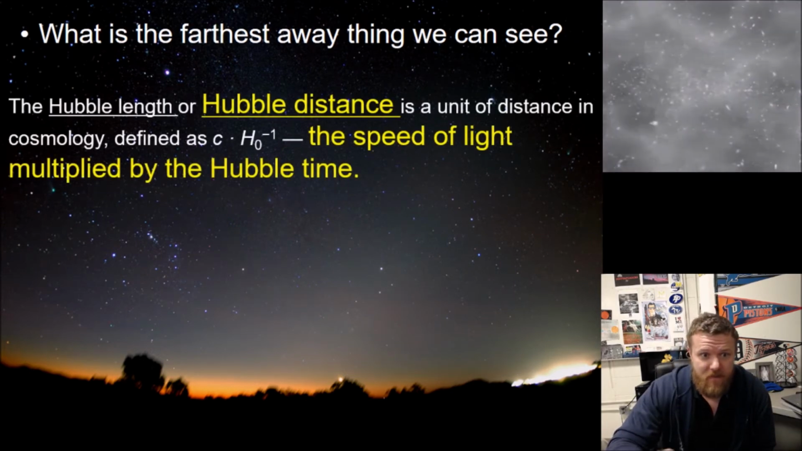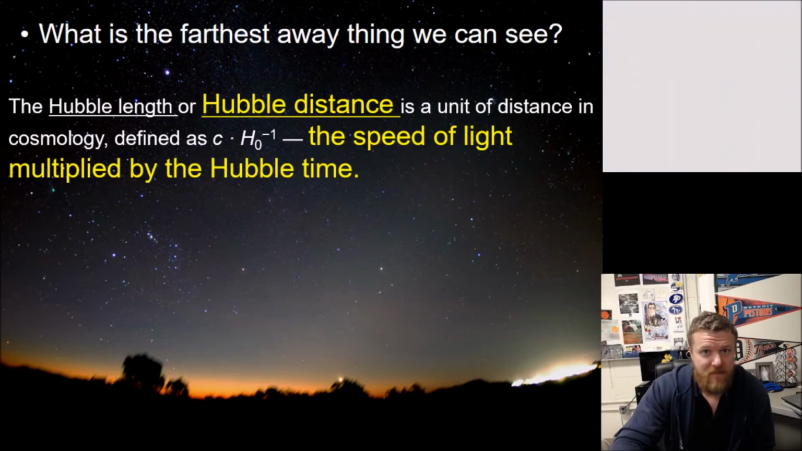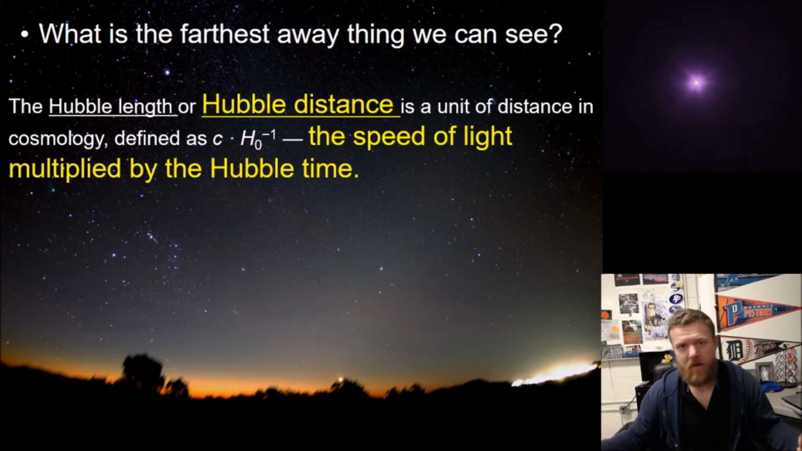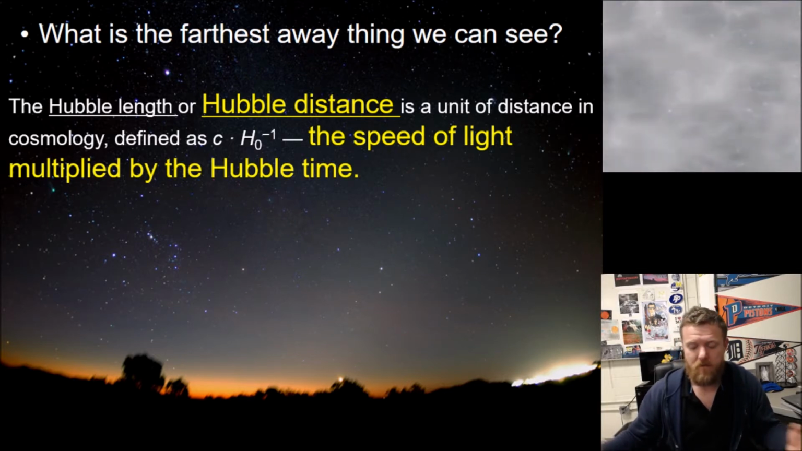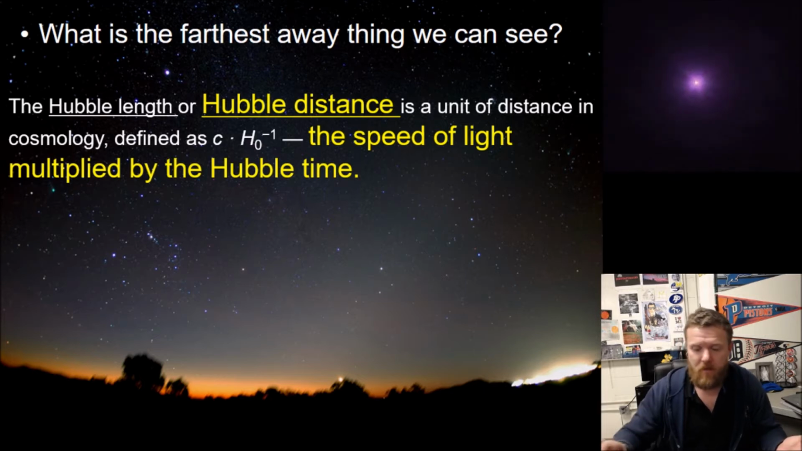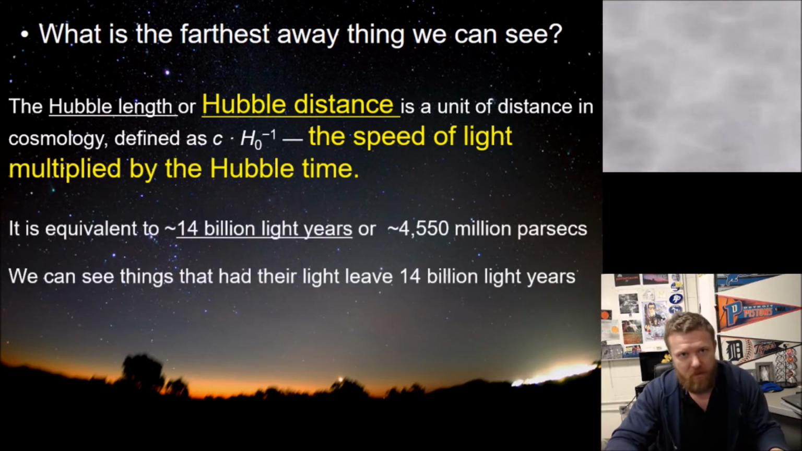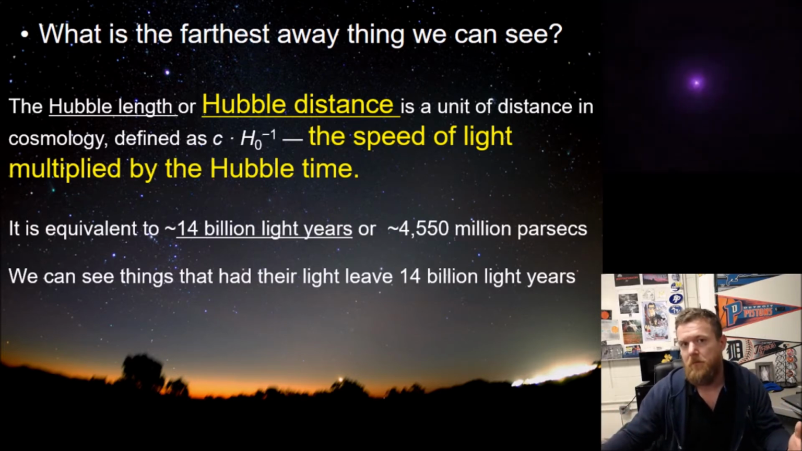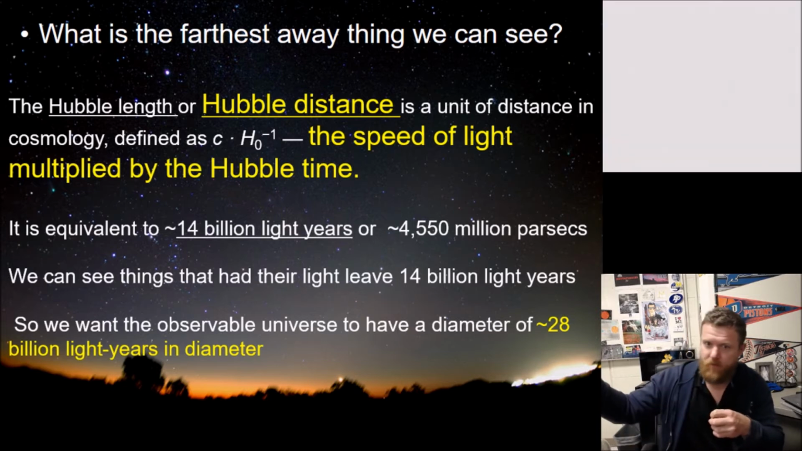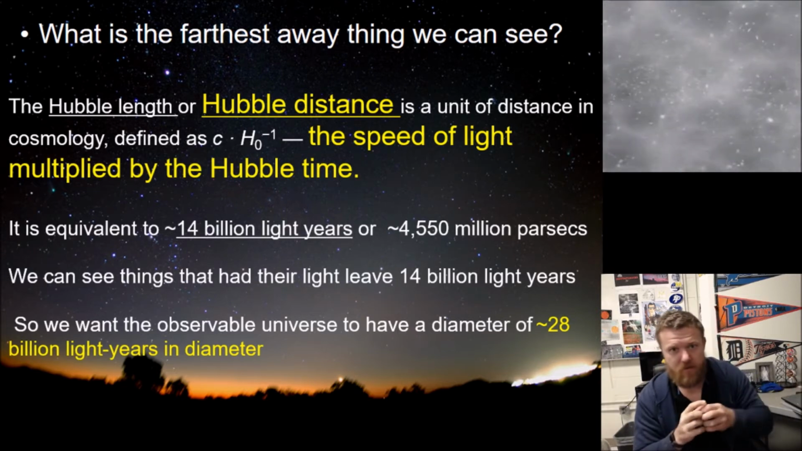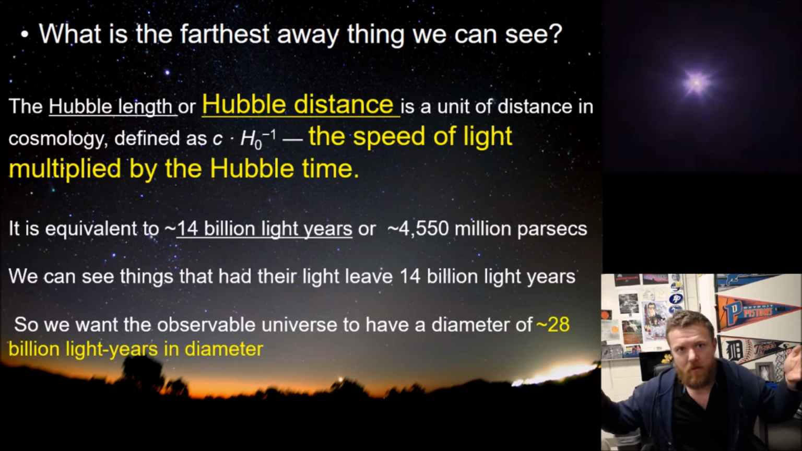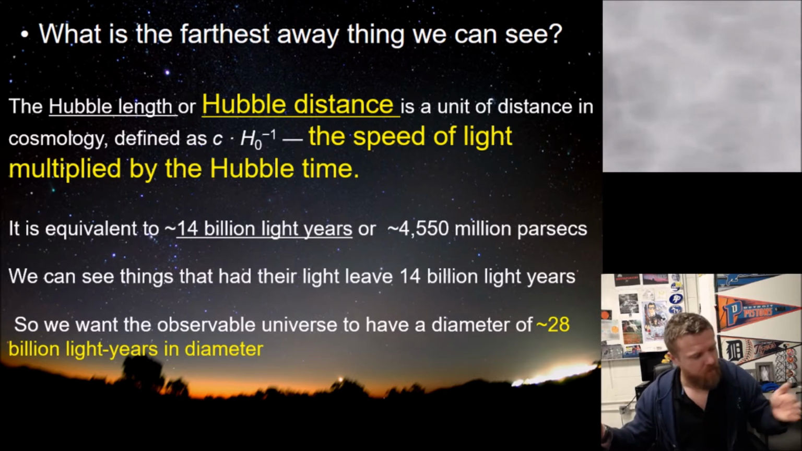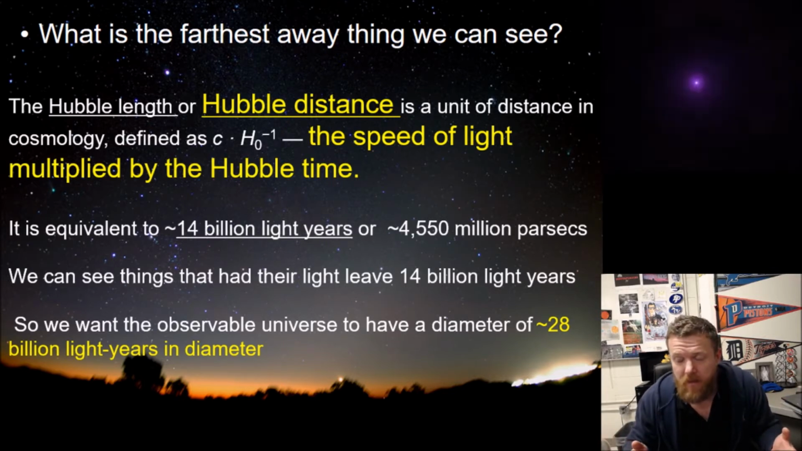What's the farthest away thing that we can see? That's what's known as the Hubble distance. The Hubble distance is how far light can travel during the Hubble time. So it's the speed of light times 14 billion years, also known as 14 billion light years, which means we can see things that had their light leave 14 billion years ago. If we're right here and we can see 14 billion light years in that direction and 14 billion in that direction, then the diameter of the universe should be 28 billion light years, right?